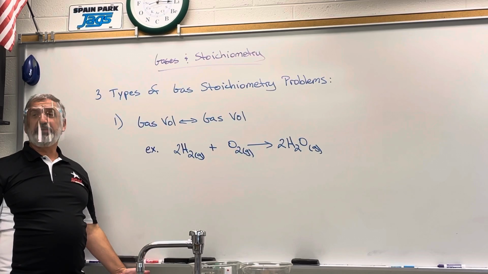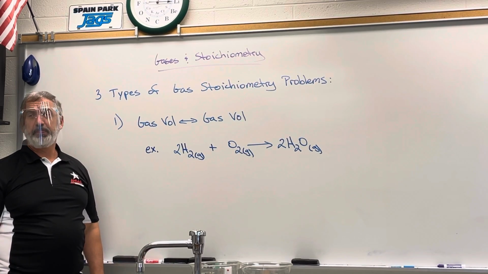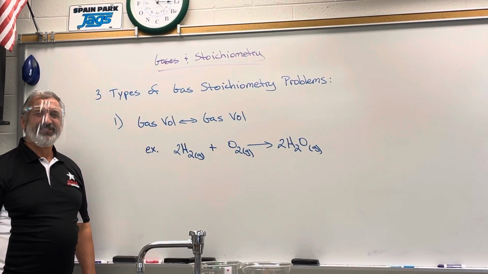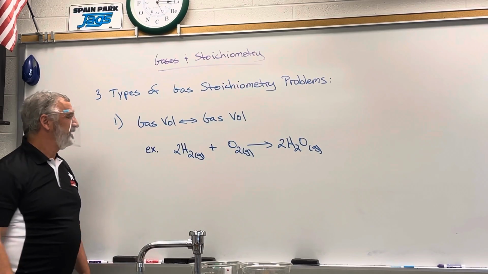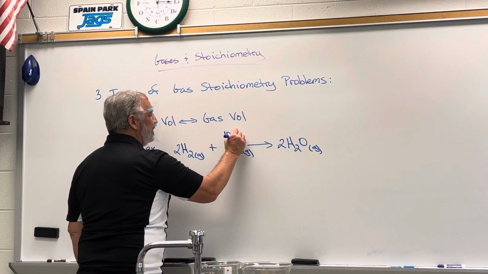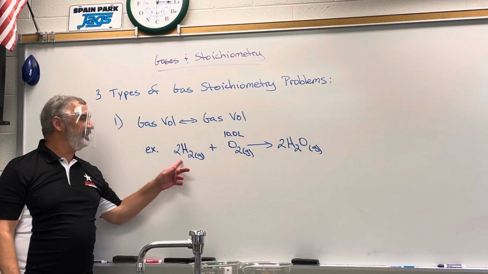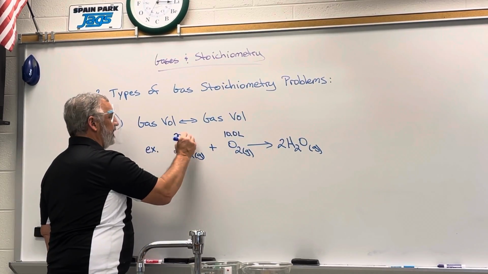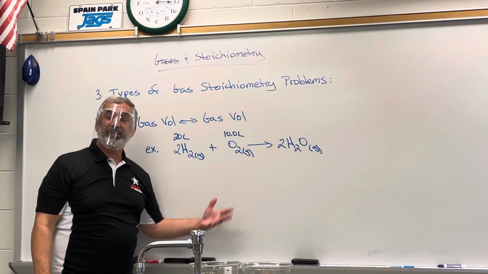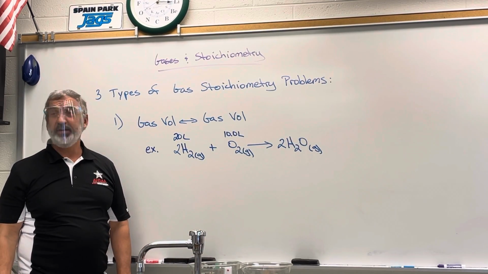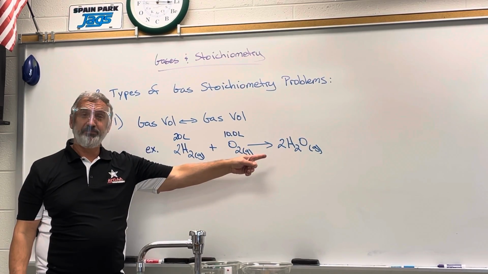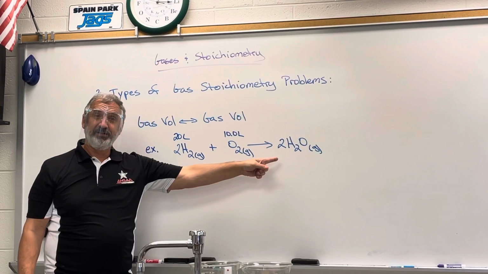Now this is Avogadro's principle. Who remembers what Avogadro's principle said? Equal volumes of gases at the same temperature and pressure contain equal numbers of molecules. So what does that mean? If I have 10 liters of oxygen, how many liters of hydrogen am I going to need to combine with it? 20. And how many liters of water vapor can I expect to make?